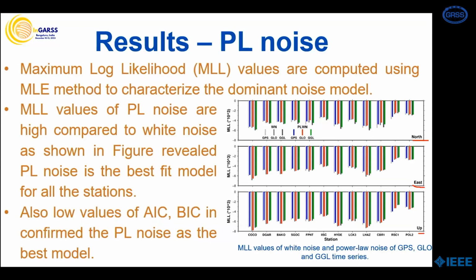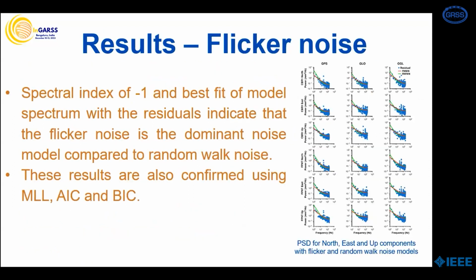So it has been observed that the MLL values of power law noise are higher for all the stations, which shows that the best fit noise model is power law noise. After the MLL, we calculated the Akaike information criterion and Bayesian information criterion to check the best noise model. Low values of AIC and BIC have confirmed power law noise as the best fit model.